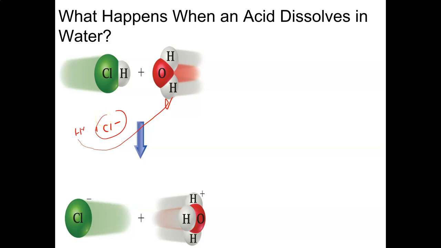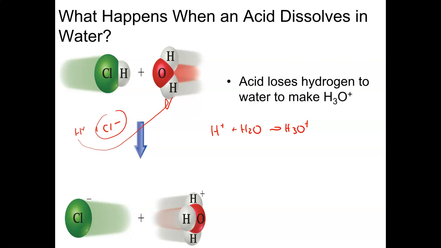So theoretically, if I was doing a net ionic for this, it'd be H plus plus H2O produces H3O plus. The reason is that you do not write spectators. Chloride, which is not doing anything in this reaction except watching, is called a spectator. So acid loses hydrogen to water to make an H3O.